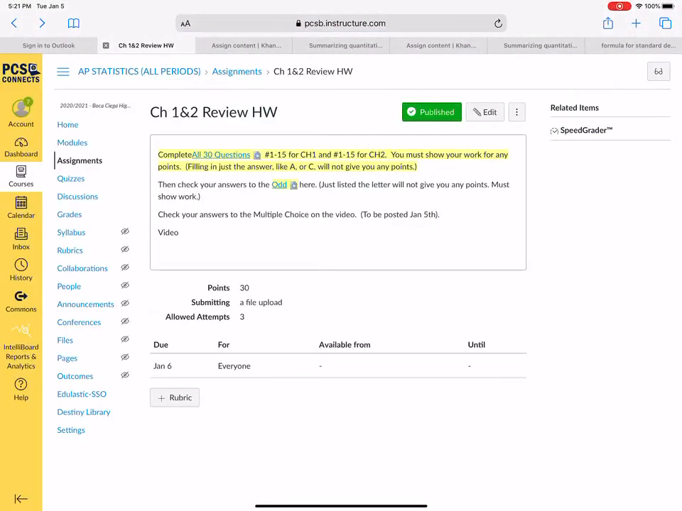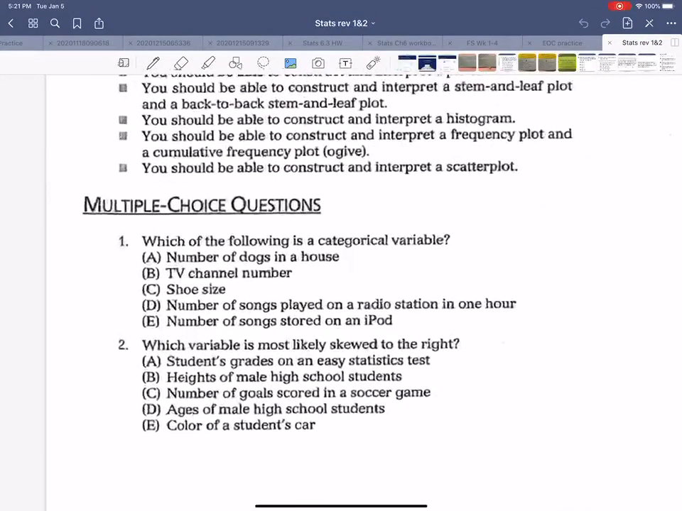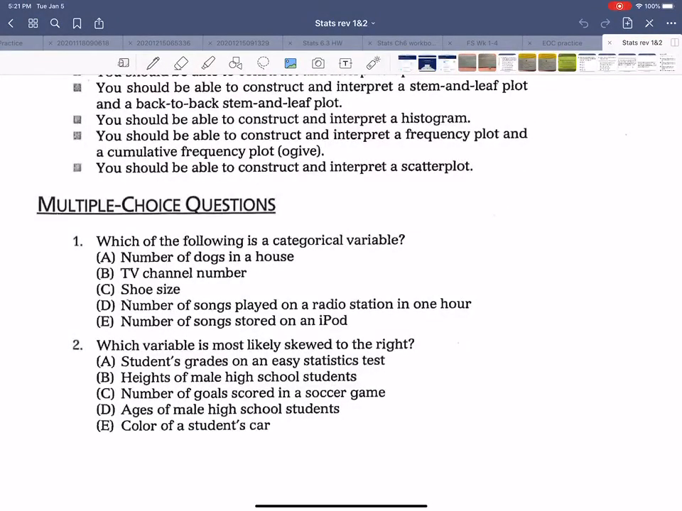Now, chapter 1 and 2 review homework. So let's do it. It says here, which of the following is categorical? So here we go. Make sure that you don't just put A, B, C, or D. Make sure you write something out that looks like you know what you're doing.